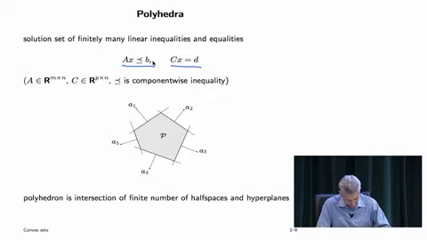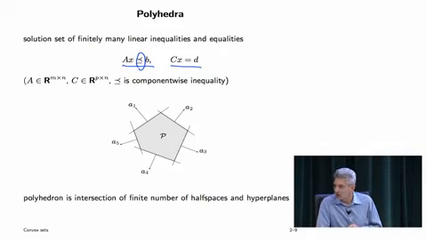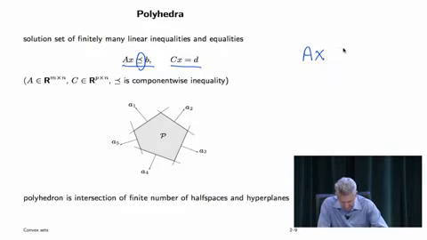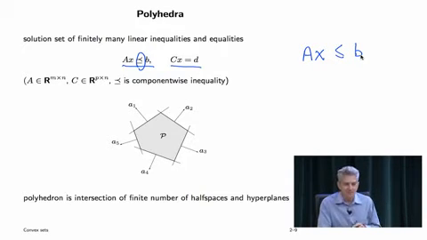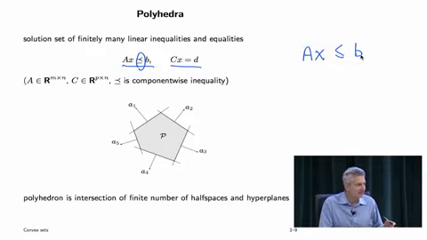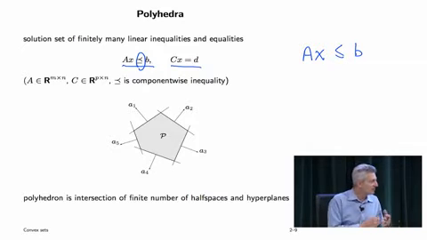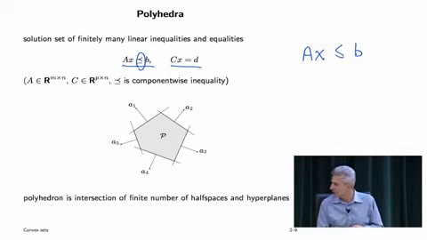Oh, and here, this symbol means a component-wise inequality. Not everyone uses a different symbol. A lot of people just write it this way because there's not that many different definitions of what it means for one vector to be less than another. But we'll write it with a squiggly thing. That means that every entry of this vector is less than the corresponding entry of that vector.